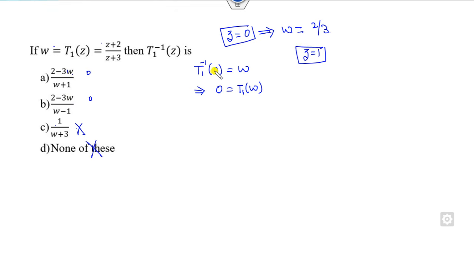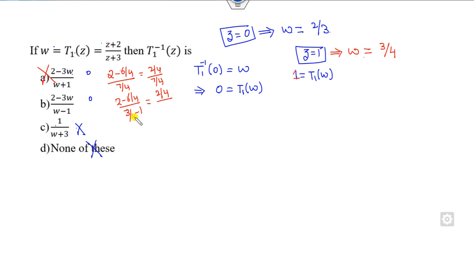Now I can choose any other pair. If I choose z is 1, then 1 will be t1 of w. So when z is equal to 1, what is my w? It's 3 over 4. So now I can substitute w is 3 over 4 and check whether it comes to be 1 or not. So 2 minus 6 over 4 and 7 over 4. 8 minus 6, 2 over 4, 7 over 4. It is not 1. Again it is not satisfied.